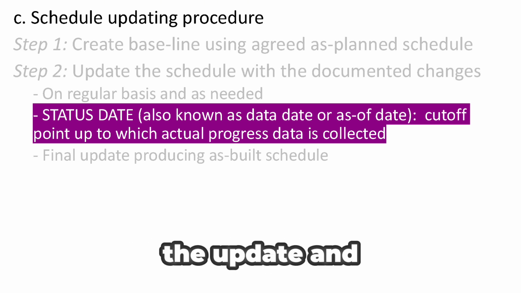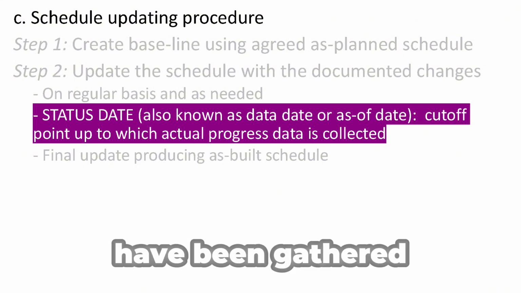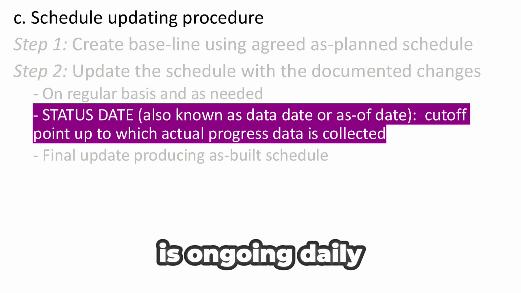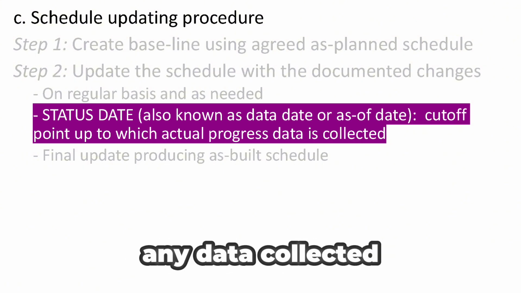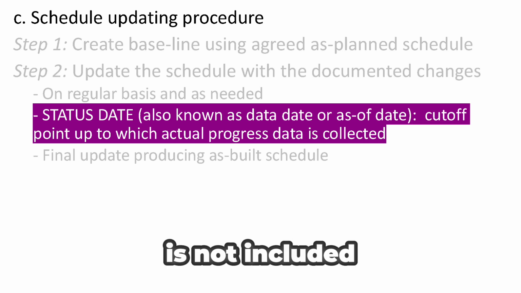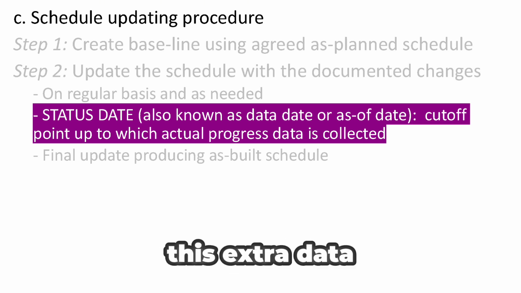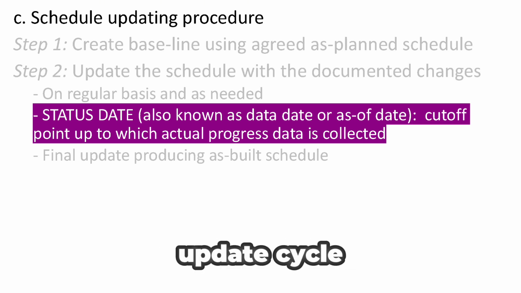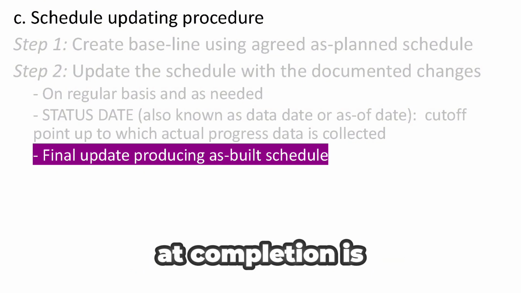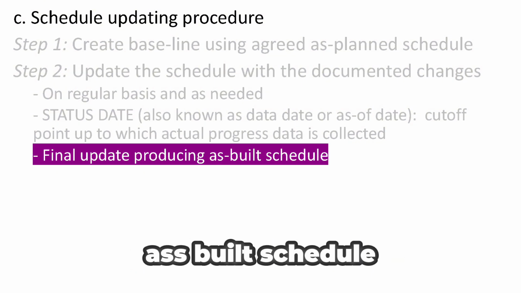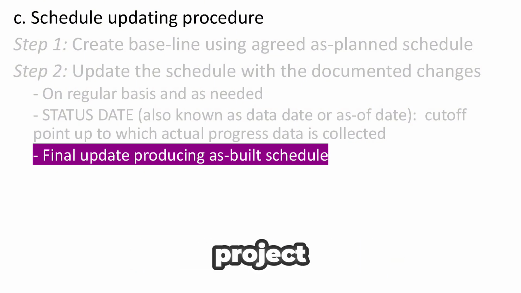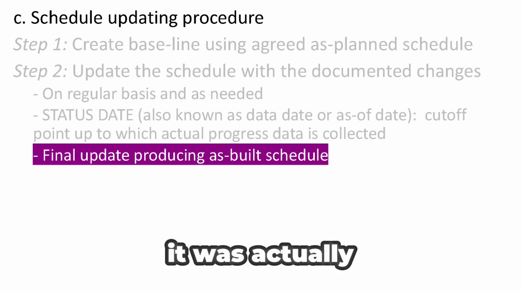When you perform the update and analysis, additional data may have been gathered in the field since this process is ongoing daily. However, any data collected after the status date is not included in the current update. This extra data will be used in the next update cycle. The updated schedule at completion is known as the as-built schedule. This is the last update you'll make for the project, reflecting everything as it was actually completed.